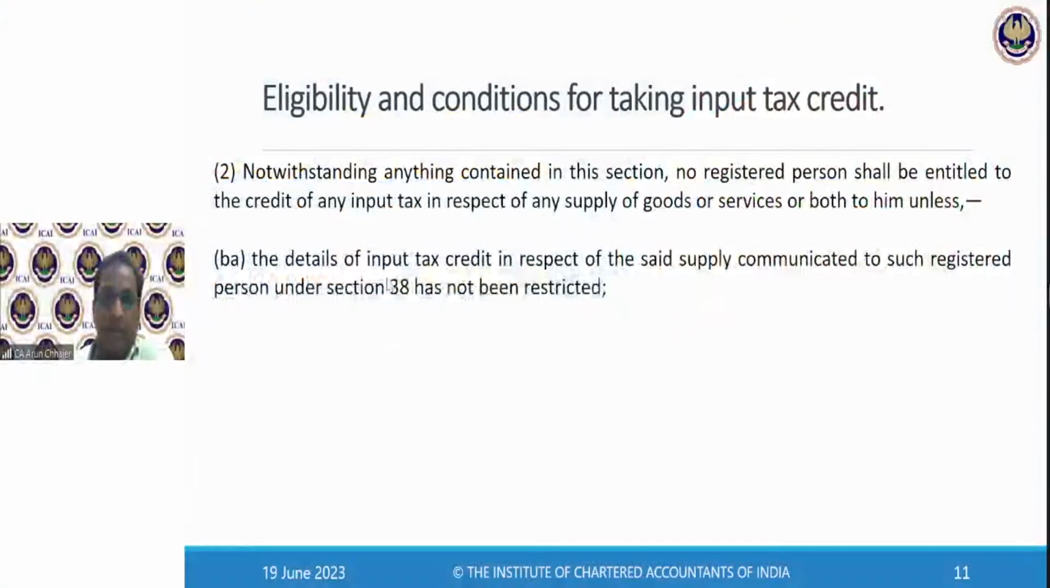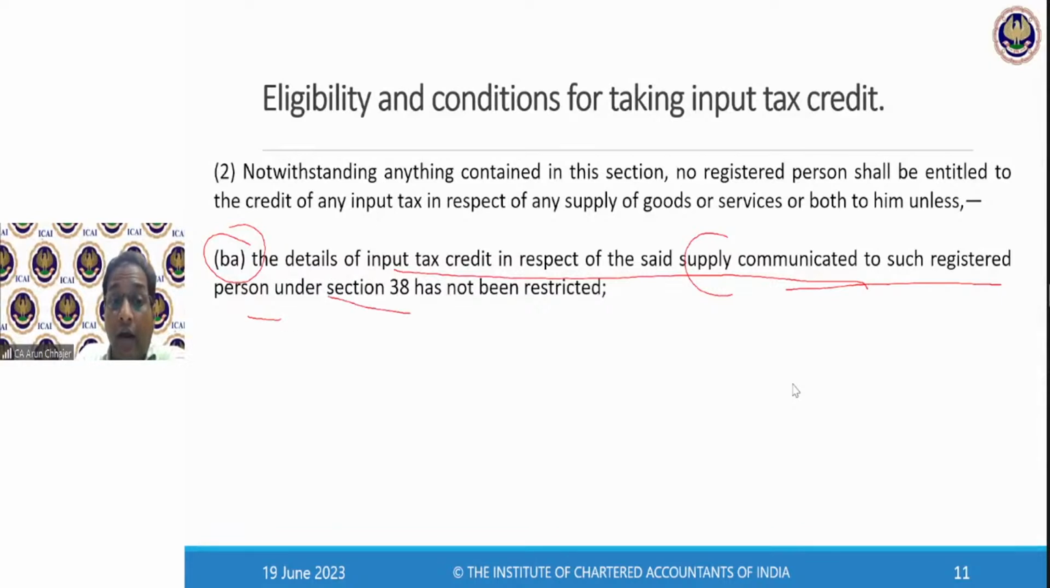Continue, sir. Fine. So we were talking about, there are a couple of questions we'll take. Let me complete the balance condition. Then the next condition is clause BA. They are saying the details of the said supply, the details of ITC in respect of the said supply communicated to the registered person under section 38, has not been restricted.